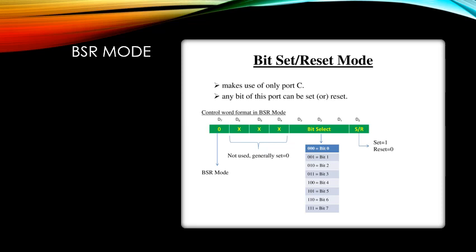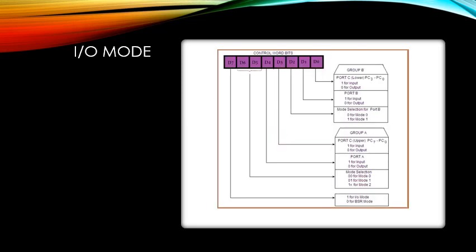Let's move on to the next slide. IO mode. We know that the MSB decides IO mode. MSB 1, that is D7 equal to 1, means it is IO mode. D0, D1, D2 are for group B. D3, D4, D5 are group A words. Here clear instructions are there: 1 means input, 0 means output. 0 means mode 0, 1 means mode 1.